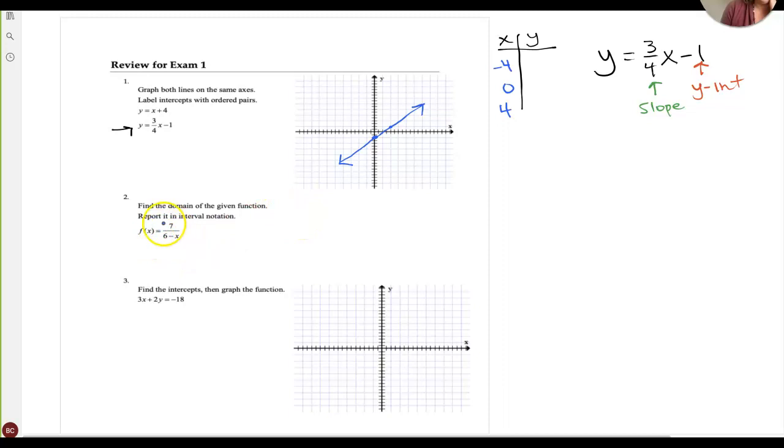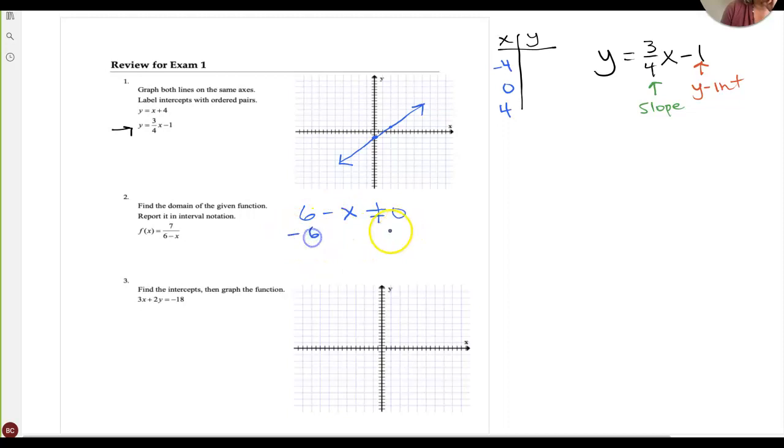So you don't care about whatever's on top. We don't care about 7 at all. We're just going to take whatever's on the denominator, 6 minus x, and say it cannot equal 0. Now, in some of the videos, they probably said put it equal to 0, and in the end, that's what it's not. But I like to have this there already, so it's very clear what it can't be. And then we want to solve for x.